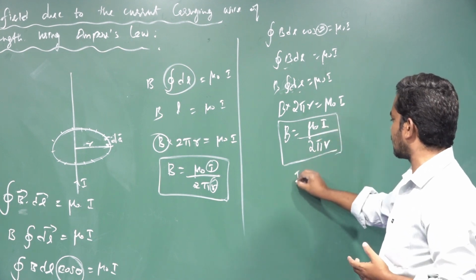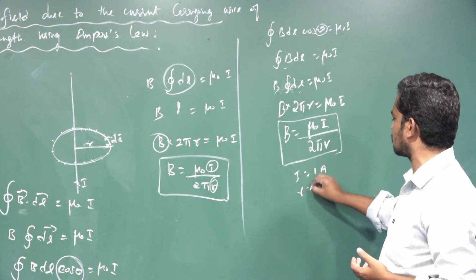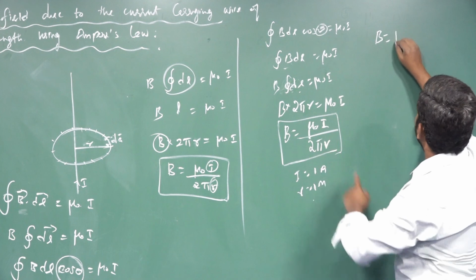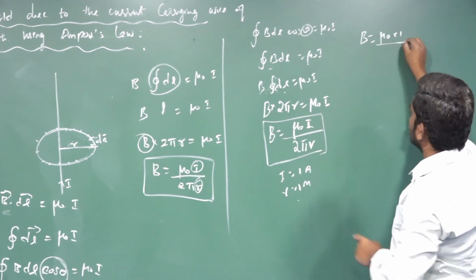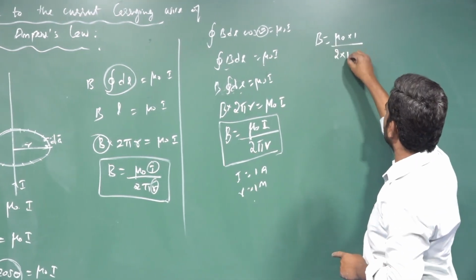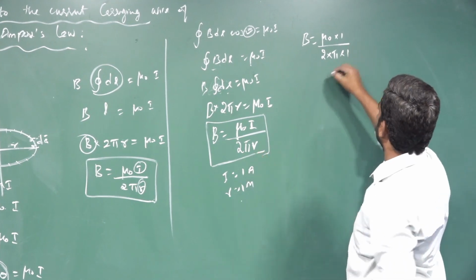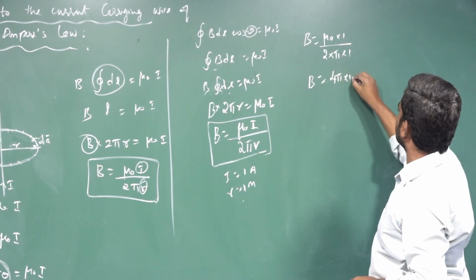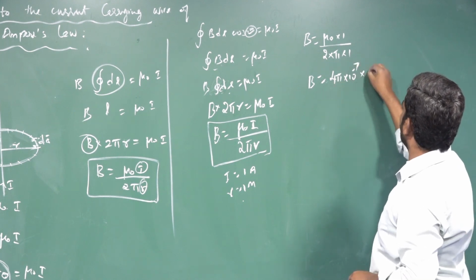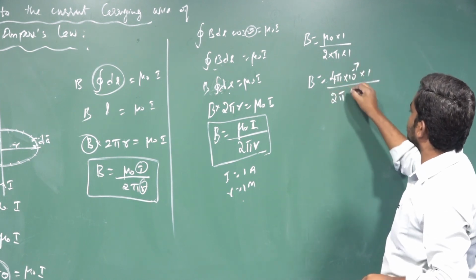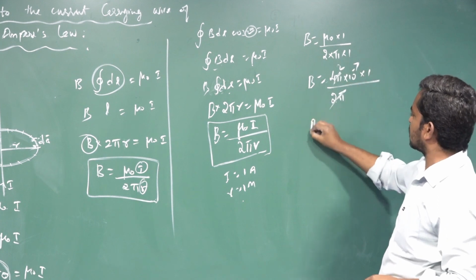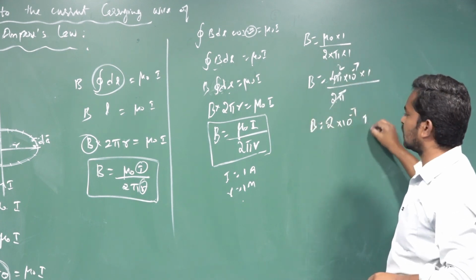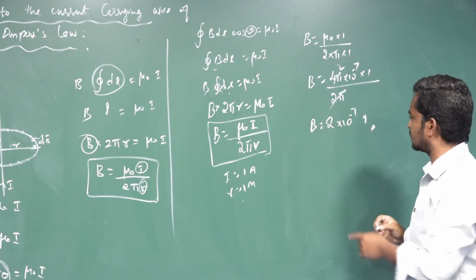Just imagine if I is equal to 1 ampere and R is equal to 1 meter, what happens? B is equal to mu naught into 1 ampere divided by 2 into pi into R, where R is 1 meter. You know mu naught is 4 pi into 10 power minus 7, into 1, divided by 2 pi. So 2 pi cancels, leaving 2. So the magnetic field B is equal to 2 into 10 power minus 7 Tesla.